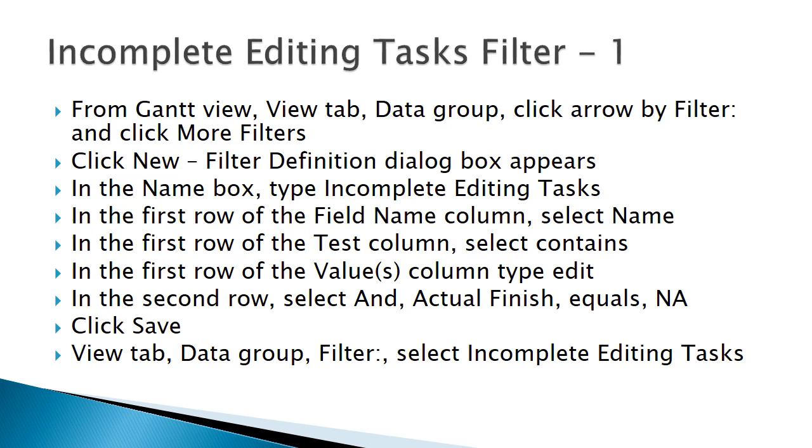NA, or not applicable, is how Project distinguishes fields that have not been assigned a value yet. The assumption is if the task does not have an actual finish date, it must not yet be done. Click Save and then apply the filter in the Data group via the Filter box.